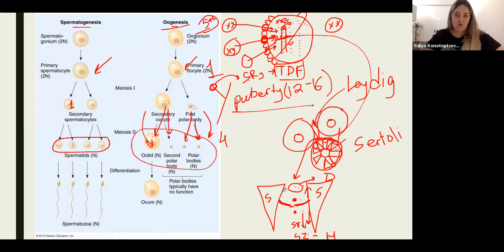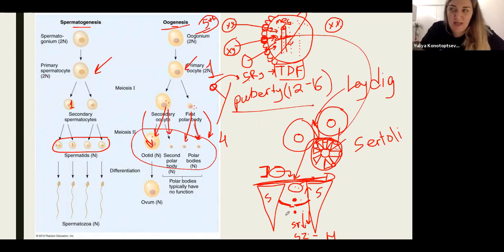So these are your Sertoli cells. They're sitting on the basement membrane. Under the basement membrane, we have connective tissue. Within this connective tissue, we have a bunch of blood vessels. The problem is that immune cells, lymphocytes, they can come here. And if lymphocytes see haploid cells, they think to themselves, what the hell is wrong with you?